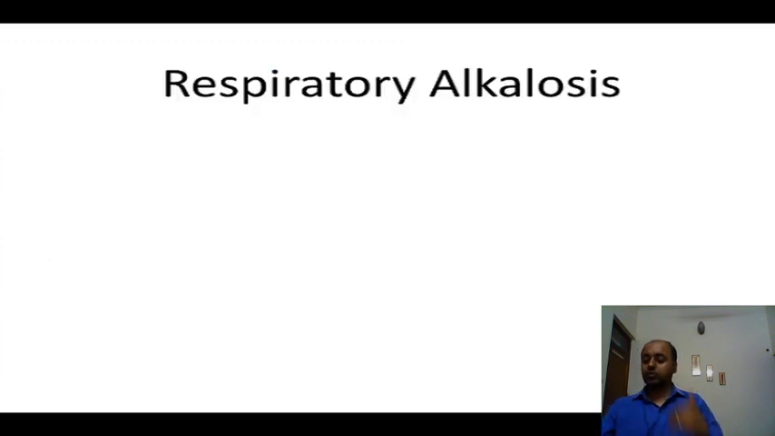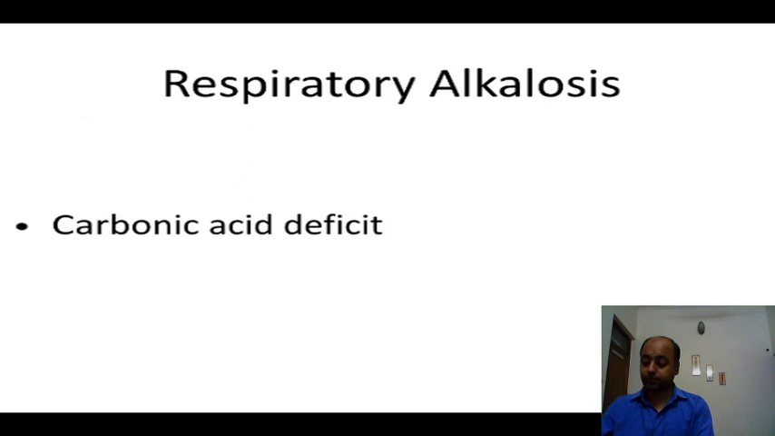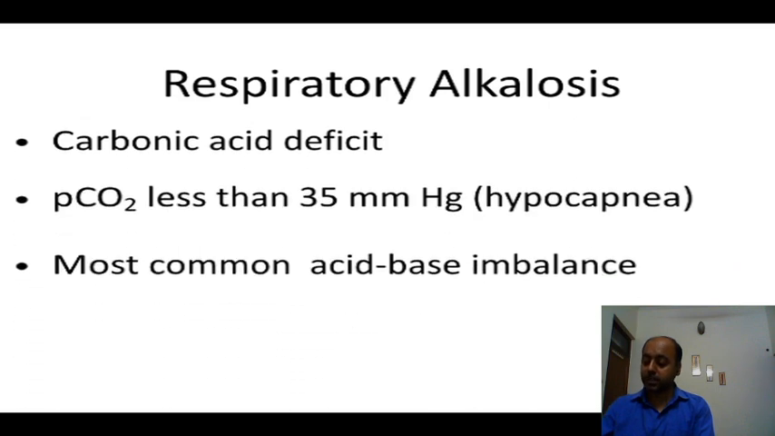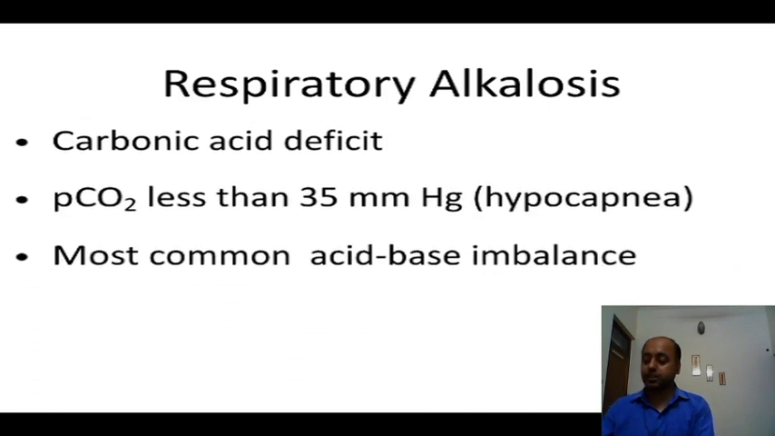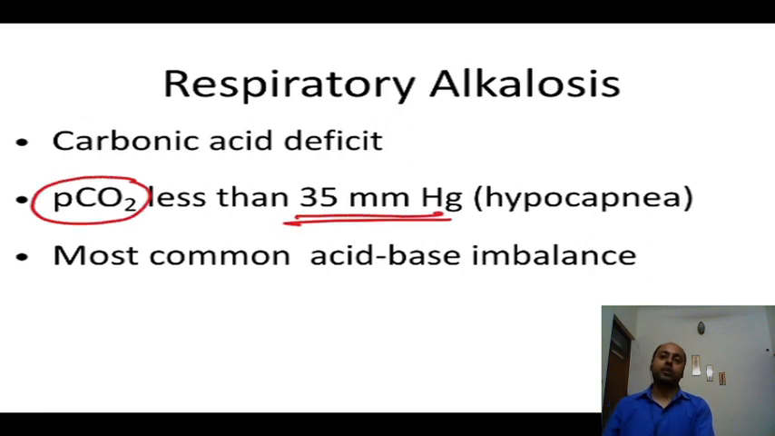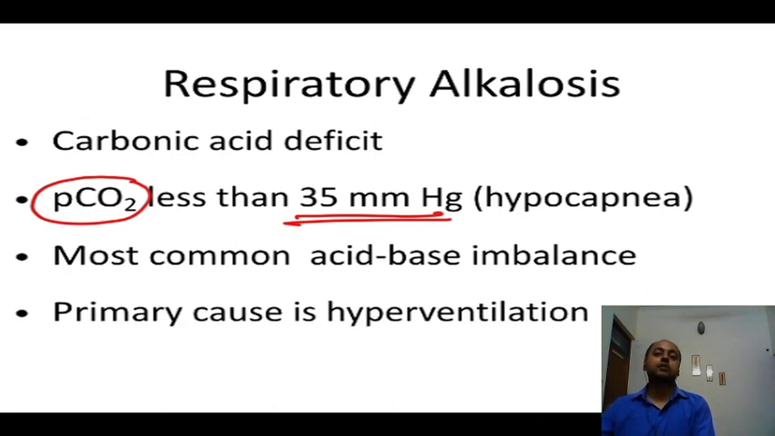And then we come to the most common acid base imbalance, the respiratory alkalosis. What is happening here? The carbonic acid deficit, PCO2 less than 35 millimeter of mercury. All right. Primary cause is hyperventilation. Luckily, most of the time it gets corrected on its own.